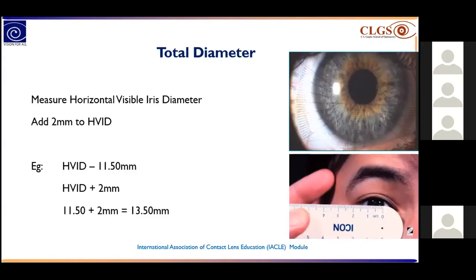The diameter of the contact lenses will be measured by using the horizontal visible iris diameter. First you have to measure the horizontal visible iris diameter by using a simple ruler scale, and to that HVID we have to add 2 extra for the total diameter of the soft contact lenses. For example, here the HVID is 11.5. To this 11.5, we have to add 2 extra. That will be the total diameter of the soft contact lenses.